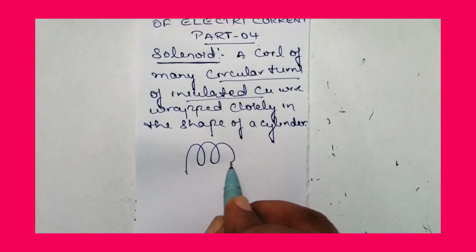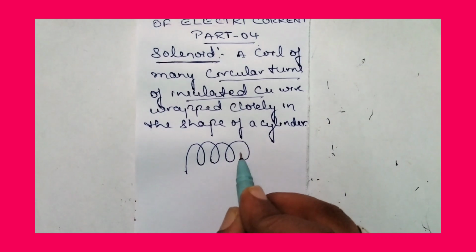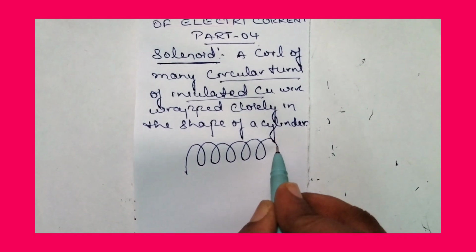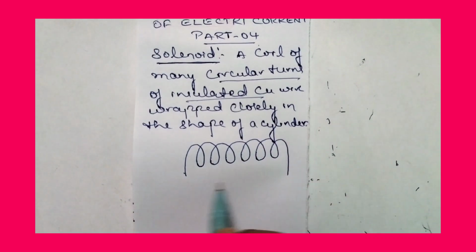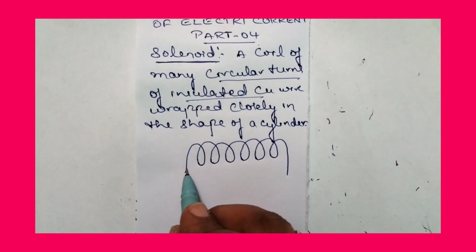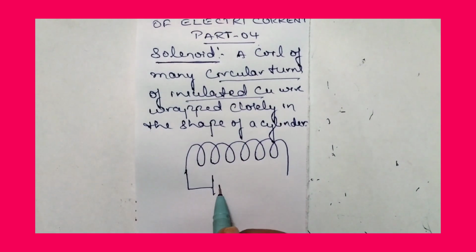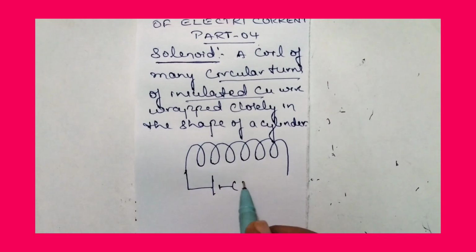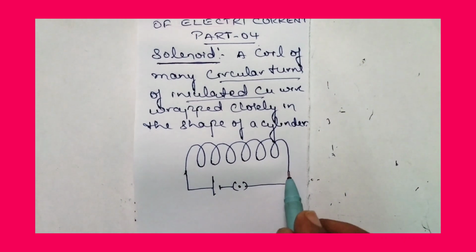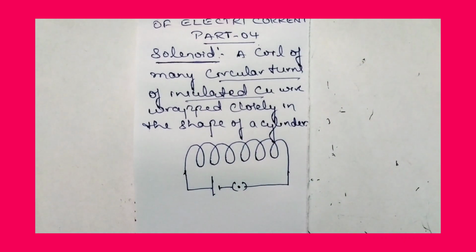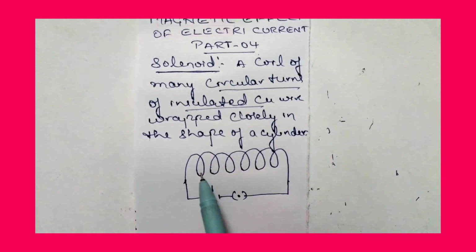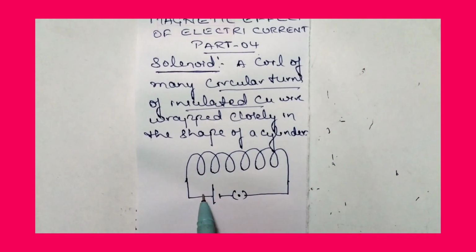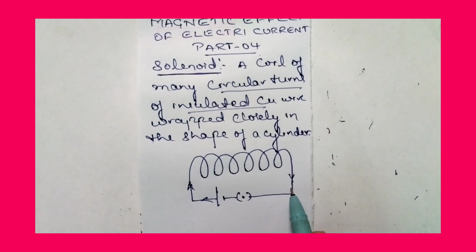See here, this is a solenoid. It is made up of many circular turns. The solenoid looks like this. So many circular turns together make a solenoid.